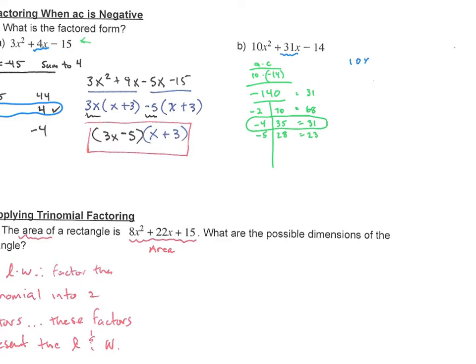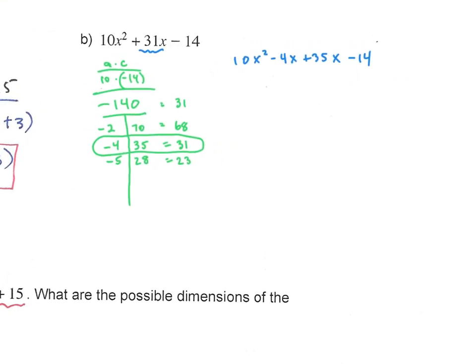So I have 10x squared minus 4x plus 35x minus 14. Sorry, I said 5 and wrote the other one. Again, we're going to group the first two terms, group the second two terms, and find the greatest common factor of our first two terms.